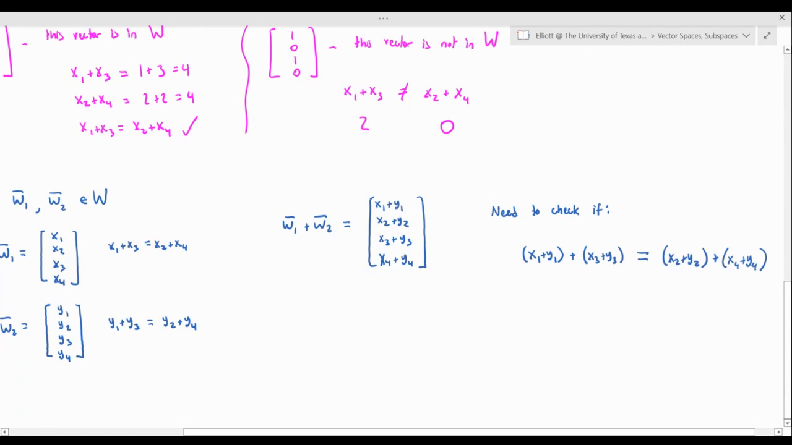So if these are actually equal to each other, then that would mean that the sum is in W, and that W would be closed under addition. And if we can show that these are somehow not equal to each other, then that would prove that W is not closed under addition, okay?